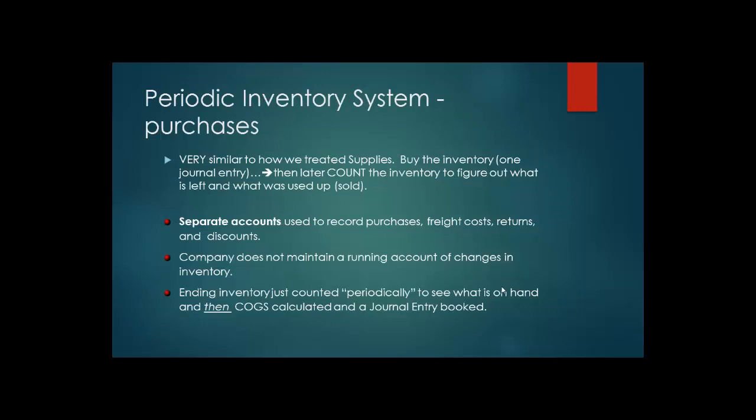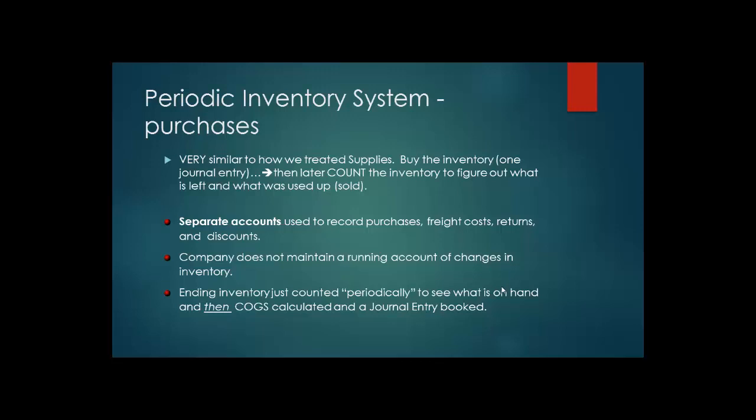So now let's look at the purchases. It's very similar to how we treated the supplies purchases in earlier chapters, in the adjustment chapters. We buy the inventory. We later count the inventory to figure out what is left and what was used up. And by used up, I mean what was sold. The difference here with periodic is that we track this all in individual separate accounts to record the purchases, to record the freight costs, the returns and discounts.